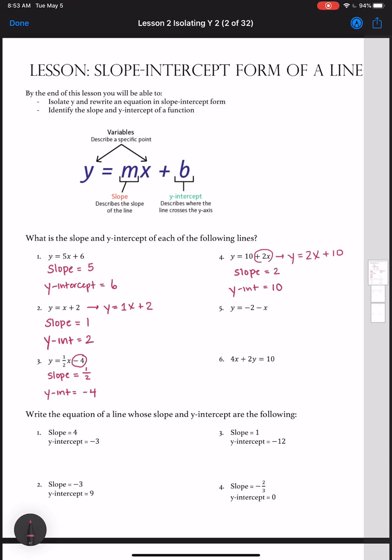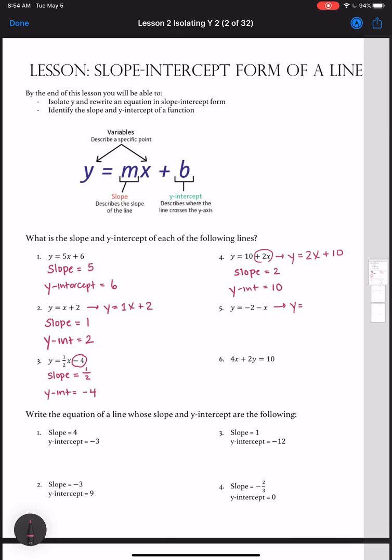Okay, number 5, same thing. It's written in a funny way. We wanted an mx plus b form. The goal for you today is really to always be able to rewrite it as mx plus b and to have y by itself, because that's what you're going to have to do next year.